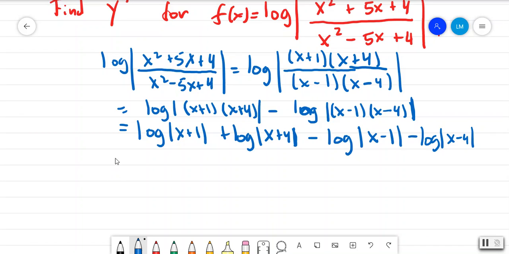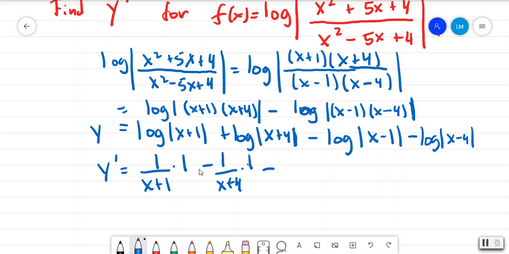But now, when we take the derivative of all of this, let's just say that this is equal to y. So y prime is going to be as follows. It's going to be 1 over x plus 1. Why? Because by definition, it's always 1 over what's inside times the derivative, which is just 1, plus 1 over x plus 4 times the derivative of x plus 4, which is just 1, minus 1 over x minus 1 times 1, minus 1 over x minus 4 times 1.